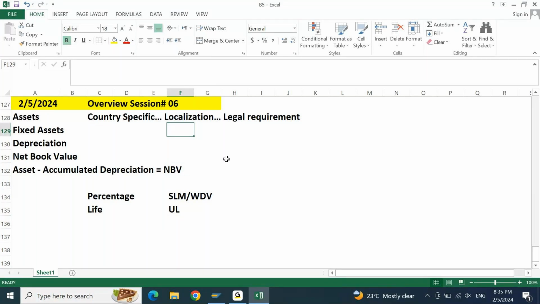When you talk about country specific localization legal requirements, this is common for all the clients, all the companies in that particular country. For example, if you take India, any client who is working in India will have to follow asset accounting in the same way, because this is the legal requirement. Legal requirement means it is decided by the country. Whatever the accounting authorities and tax authorities have defined, they will dictate how depreciation has to be accounted and how fixed asset values are represented in the balance sheet.